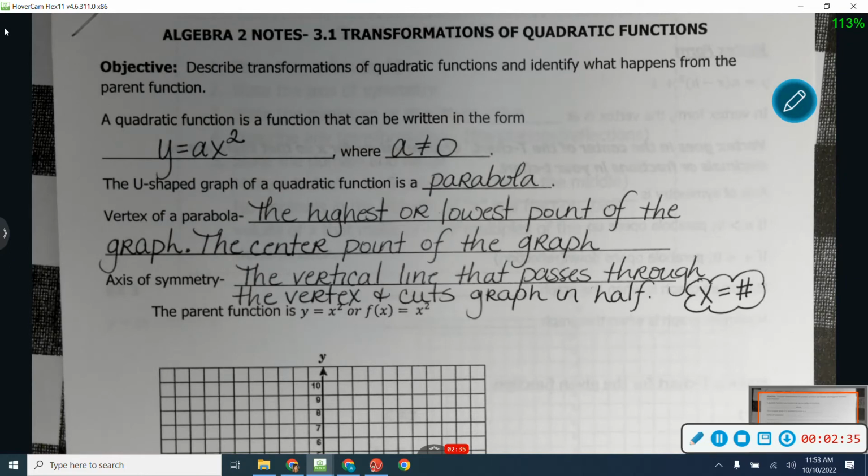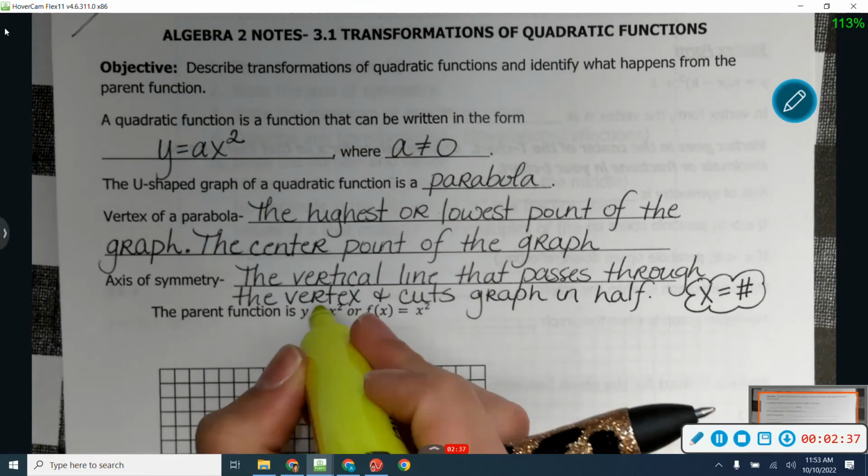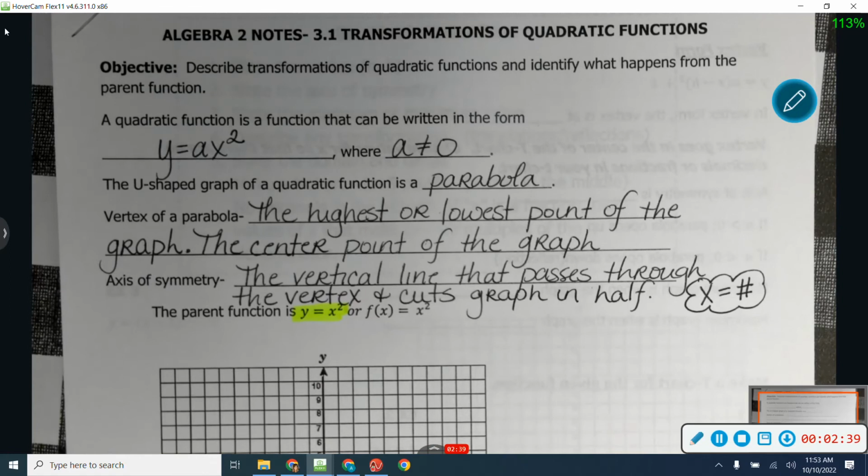Okay, so your parent function for quadratic functions is y equals x squared, or f of x equals x squared. Remember that f of x and y are interchangeable. f of x is just your function notation, but other than that, there's nothing specific about the difference there. So in this first lesson, we're going to use our calculators to look at the tables, and then look at vertex and axis of symmetry. We're going to determine if it's a maximum or minimum. We're going to look at the transformations and do domain and range.